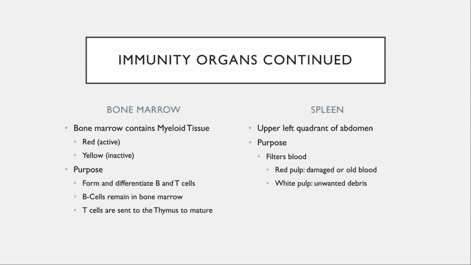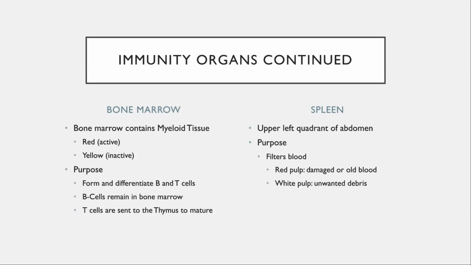The bone marrow consists of myeloid tissue, which has both red tissue, which is active, and yellow tissue, which is inactive. The purpose of the bone marrow is to form and differentiate B and T cells. B cells will remain in the bone marrow until they're needed, and they can be used to differentiate, and T cells are sent to the thymus to mature.